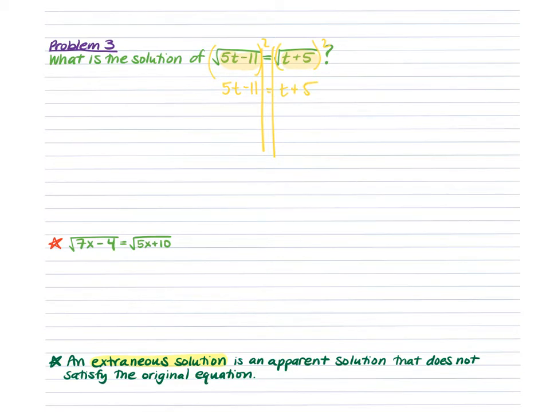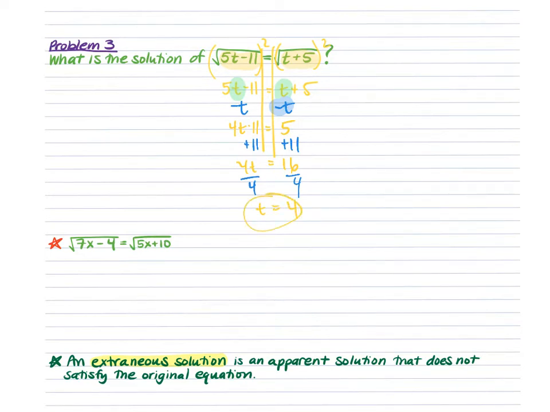And then we just get our t alone. We have t on both sides, so we subtract t from both sides, and we end up with 4t minus 11 equals 5. Then we add 11 to both sides, and we get 4t equals 16. And then we can divide by 4 on both sides, and t equals 4.